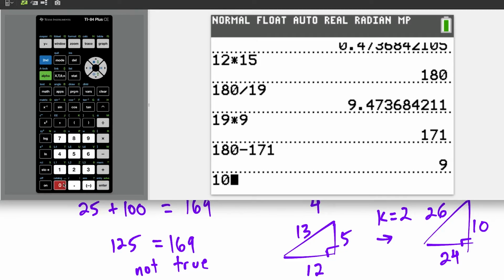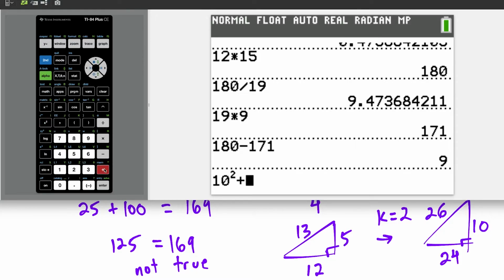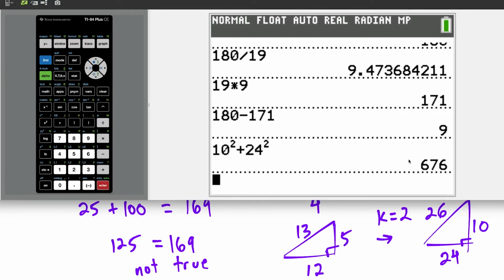So I'm going to do 10 squared. So I'm going to press 10 to the second power like this. Okay, then plus I have 24 to the second power. And we're going to get this value here, 676.